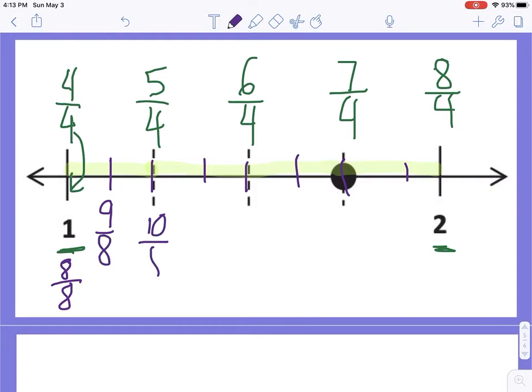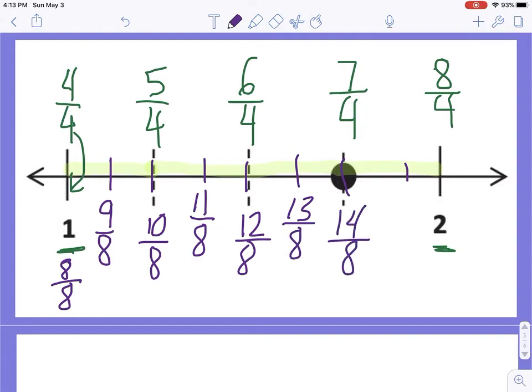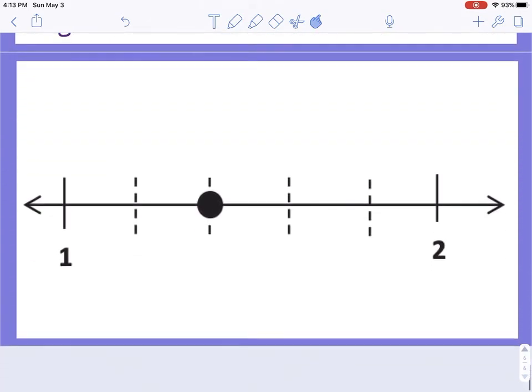9/8, 10/8, 11/8, 12/8, 13/8, and 14/8. Okay, so I know that 7/4 is equivalent to 14/8. They both fall on this black dot. Okay, last one here.